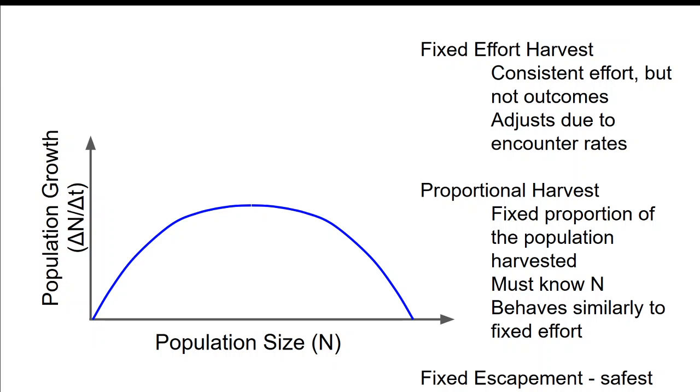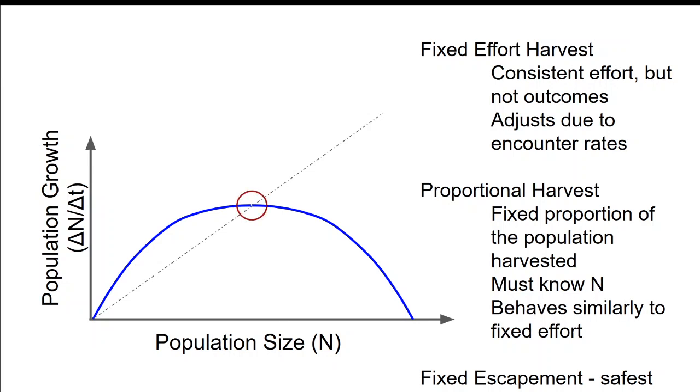Fixed effort harvest and proportional harvest don't necessarily guarantee us that, but in all cases, they work better than constant harvest. One of the reasons for that is that if we have those harvest types and we're taking a proportion of that population, either based on effort or based on a known proportion of the population, it's likely that we're going to go through a point on the graph where that's going to be a stable interaction.